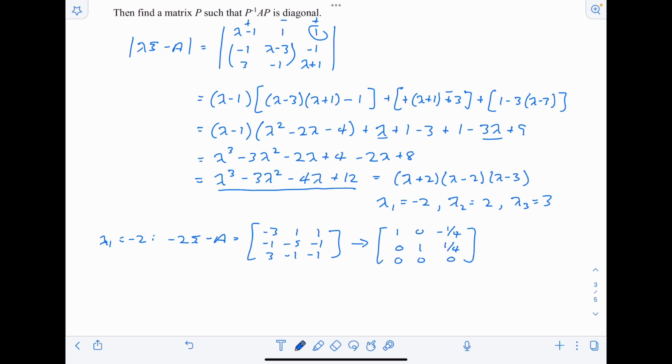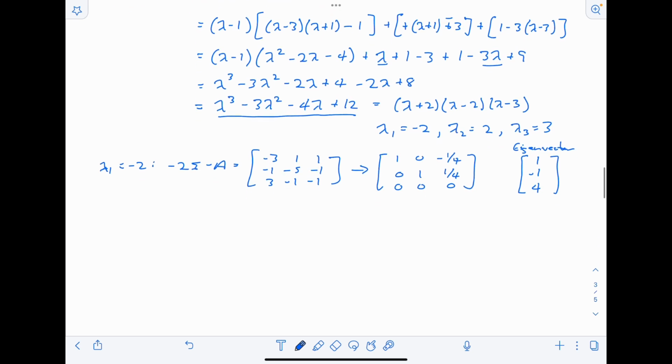And again, now you'd have your equations x1 minus 1/4 x3 equals 0 and so on. Set x3 to t, etc. Again, we should know how to do this by now, so I'm going to skip that step and basically just give you the eigenvector. So this is the eigenvector for lambda equaling -2, for the eigenvalue of -2. So this is our eigenvector.